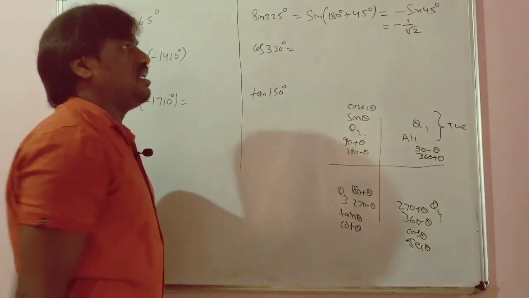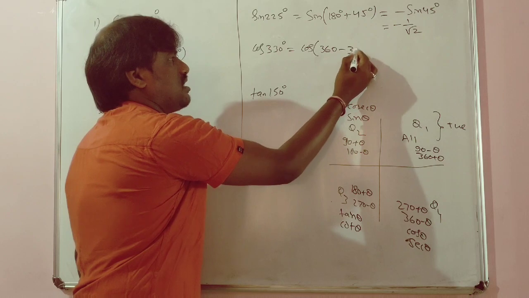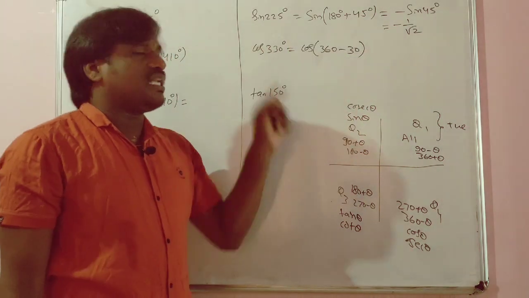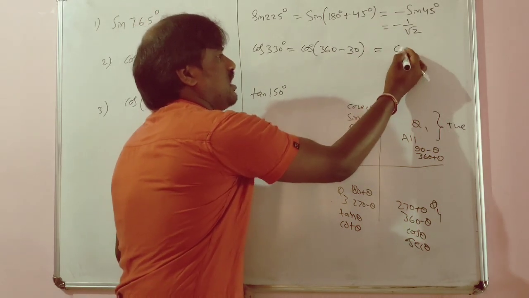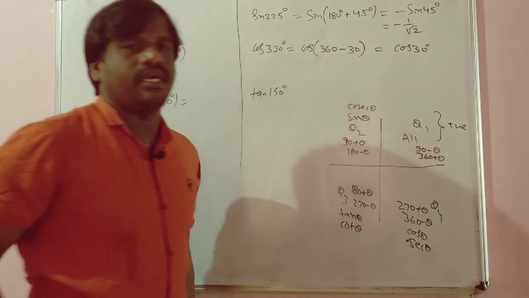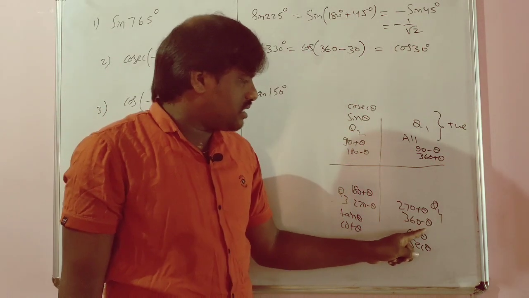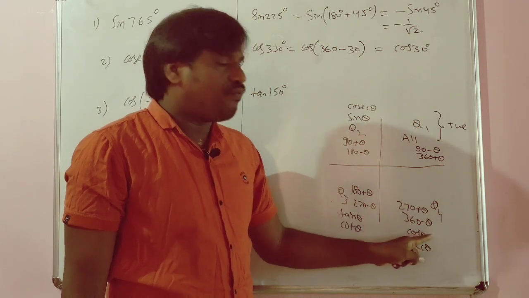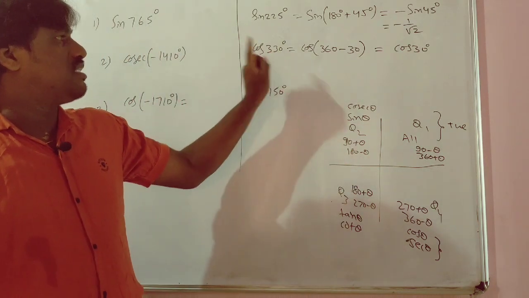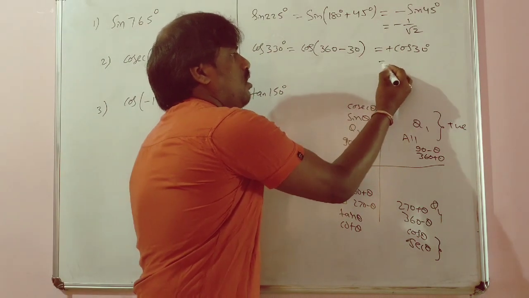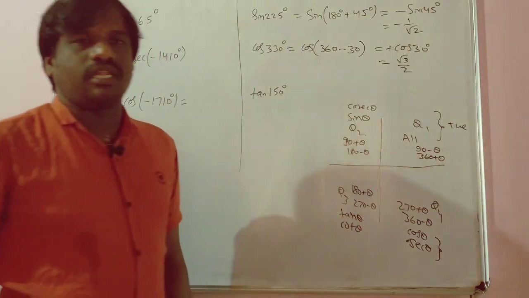Now cos 330 degrees. What can we write here? Cos of 360 minus theta, 360 minus 30. In 360 there is no change. So I am going to get cos 30 degrees. Now 270 is the third quadrant, this is the fourth quadrant. In the fourth quadrant, cos and sec are positive. It means this one is positive. So cos 30 degrees value is root 3 by 2. So the answer is root 3 by 2.